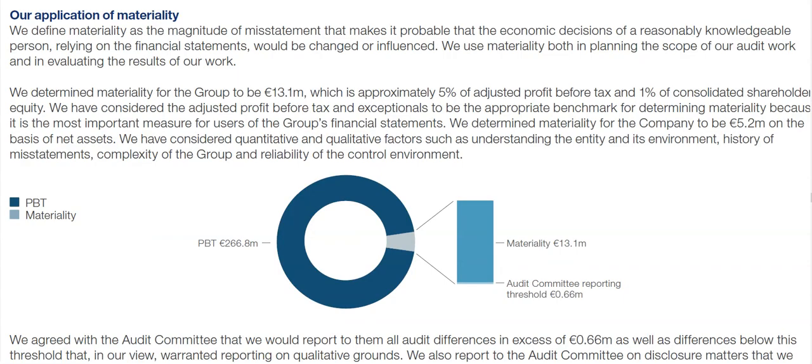Here's the Colombia set of accounts for 2018. In the auditor's report they say we determined materiality for the group to be 13.1 million, which is approximately 5% of the adjusted profit before tax. The adjusted profit before tax just means the profit before tax adjusted for any exceptional items, so they're going on a normalized profit before tax. Then we determine materiality for the company on the basis of net assets, because that's another criterion you can use for materiality. But we'll be focusing on the 5% of PBT in our questions.